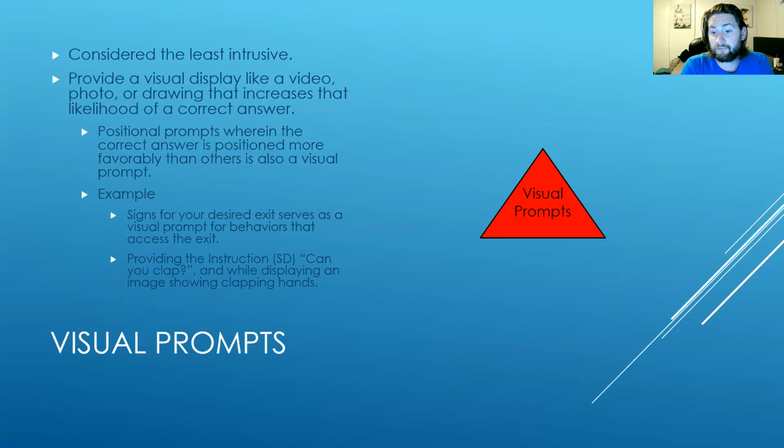First are visual prompts, which are the least intrusive and essentially utilized to model the desired behavior. For example, when teaching a student how to clap, showing the learner a picture of someone else clapping would be considered a visual prompt.